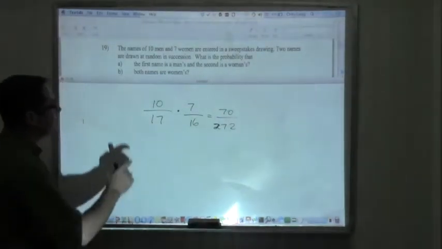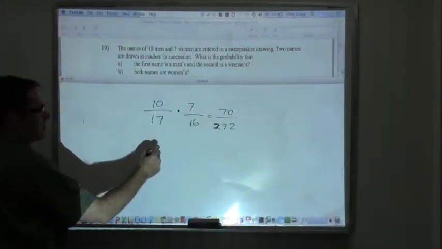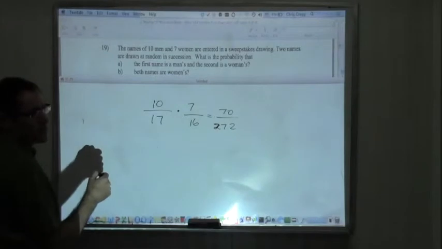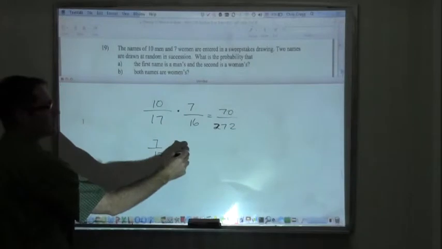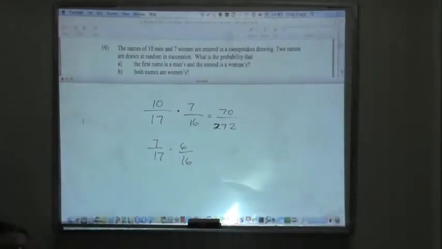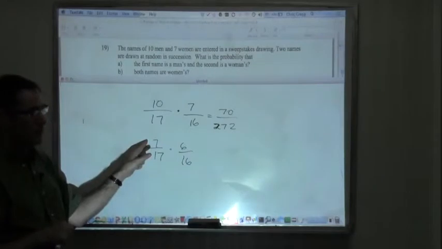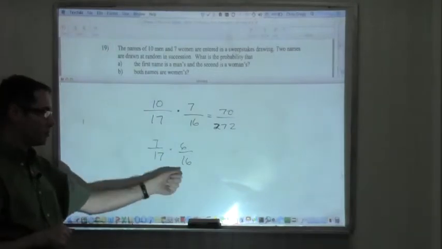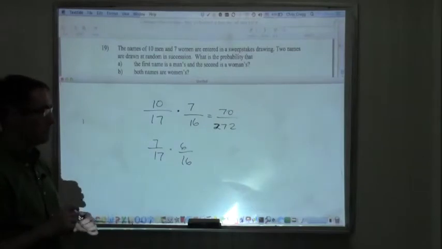Okay. And then let's say both names are women's. What's the first number we're going to multiply by? If we instead wanted both names to be women, there'd be 7 out of 17 times 6 out of 16. The first time, there's 17 total people and you want a woman. There's only 7 of them. So your probability of picking a woman is 7 out of 17. The next time you choose, there's one woman already out and one total person out. So now you're down to 6 out of 16. Okay, because you want two women. Check. Yep.